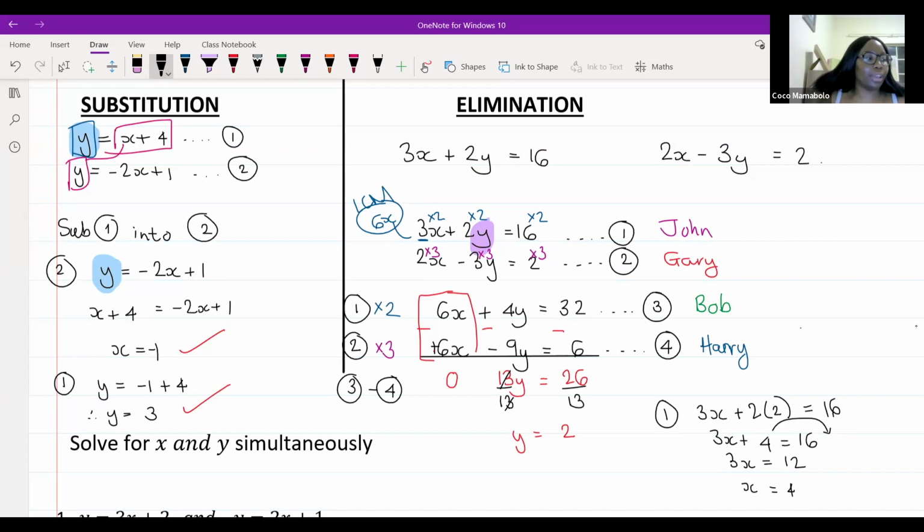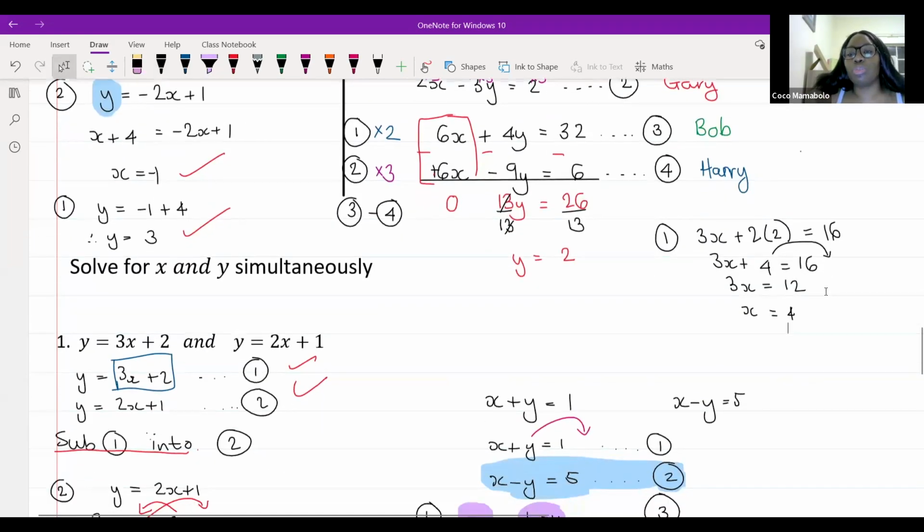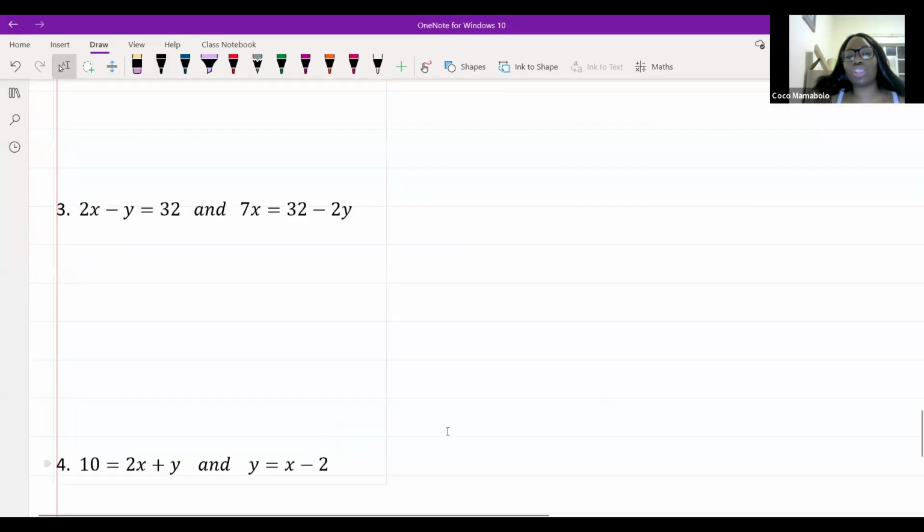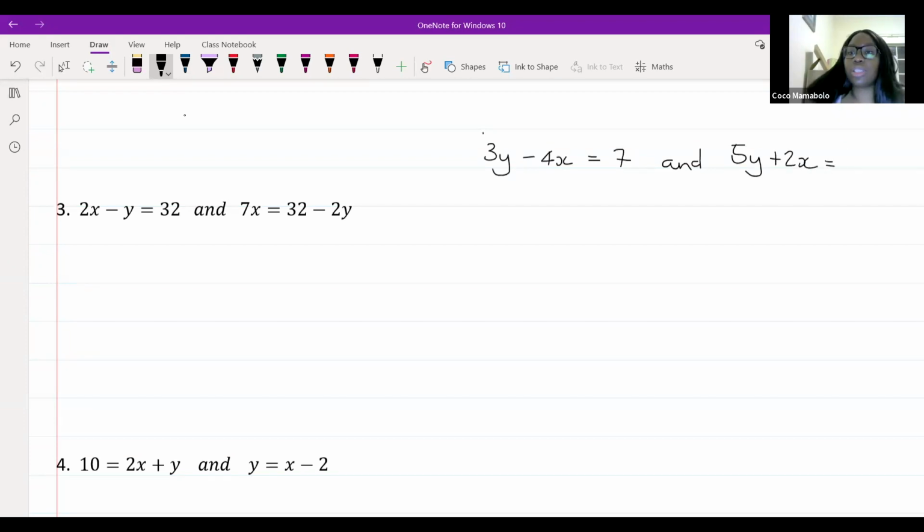All right. Okay, I'm going to give you guys another one. I want you guys to try elimination on this one. Okay, here we go. Let's not make it too easy. 3y minus 4x is equal to 7, and 5y plus 2x is equal to 16. All right, use elimination, guys.